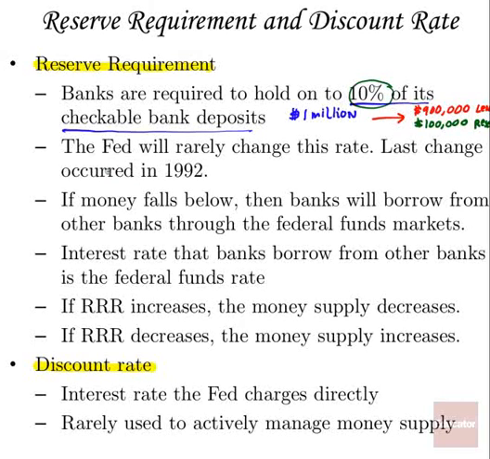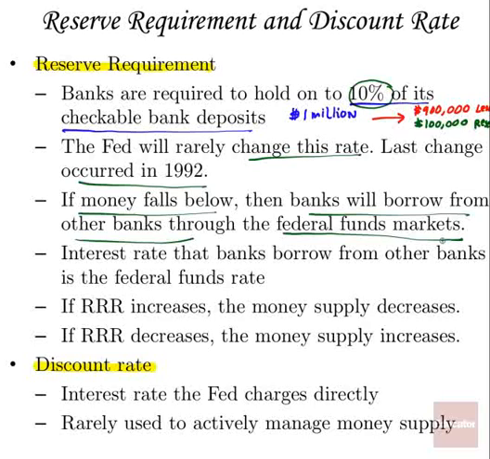Now, again, as a matter of practicality, the Fed will rarely change this rate. The last change occurred in 1992. Usually when you're dealing with the reserve ratio, if you change that, it has so many implications with the banking system that the Fed is very reluctant to change this. And if the money falls below, then the banks will borrow from other banks through what's called the federal funds market. And that's something that the Fed sets a target rate for.